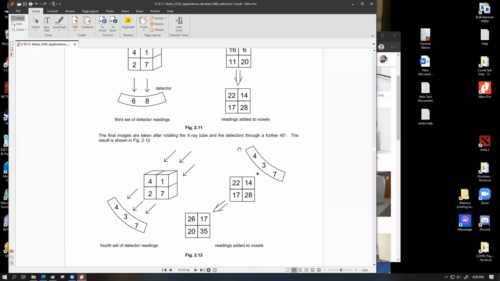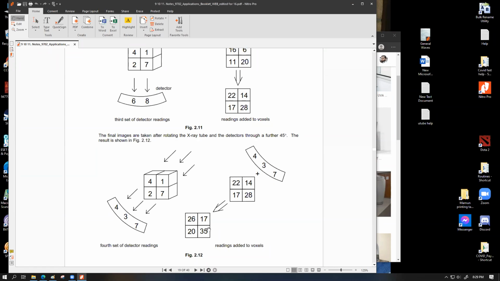Then we're going to do our last scan, which is happening from this corner, and we're getting 4, 3, 7: 4, 2 plus 1 is 3, and then 7 is still 7. Then we're going to add this 4, 3, 7 with the pre-obtained voxel values in this direction. So 4 plus 22 is 26, 3 plus 14 is 17, 3 plus 17 is 20, and 7 plus 28 is 35. This is the end result that we want to get. So this is the final voxel box calculation of intensity values.